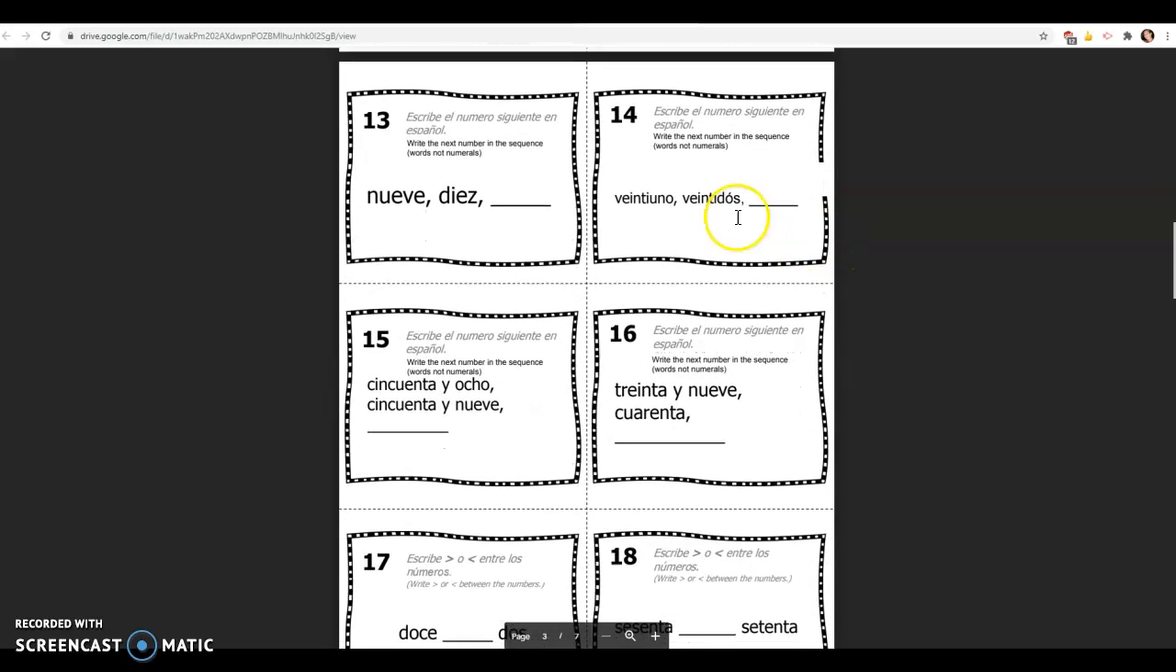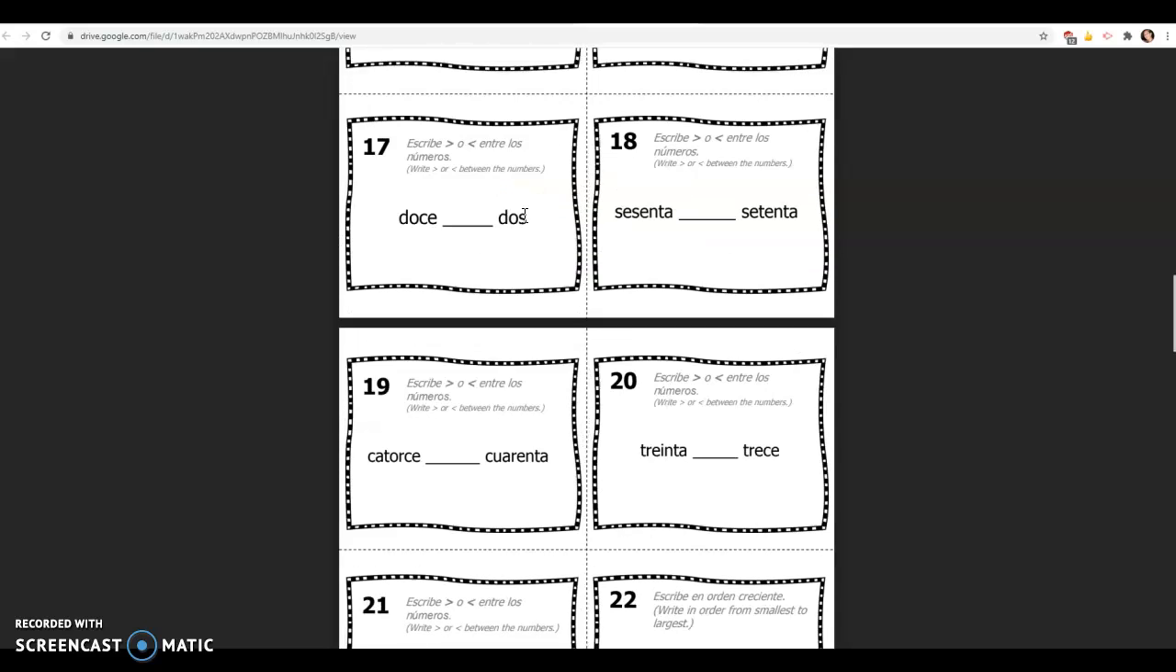Then when you get to numbers 13 through 16, so only these 4, it says write the next number in the sequence. Words, not numeros. So let's figure out. This one is 9, 10, and then you'd have to write what comes next. But notice that these aren't numbers, they are words. So that's what you're writing, the word in Spanish. Do that for 13, 14, 15, and 16.